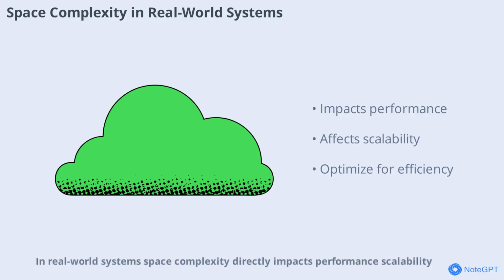In real-world systems, space complexity directly impacts performance, scalability, and cost. Applications like databases, web servers, and mobile apps must be designed with memory efficiency in mind. Monitoring and optimizing space usage is a key part of system engineering.